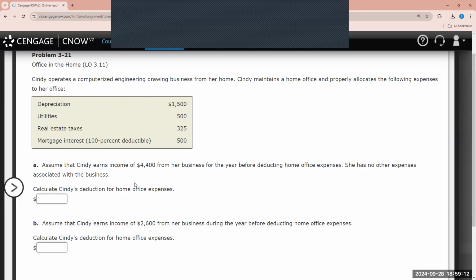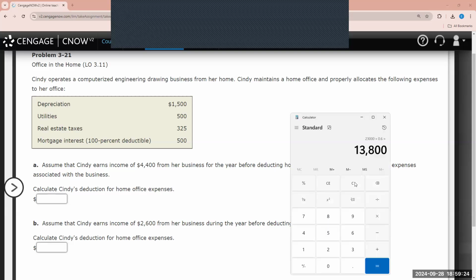So here it says, assume that Cindy earns income of $4,400 from her business for the year before deducting home office expenses. She has no other expenses associated with the business. So here we see depreciation of $1,500, utilities of $500, real estate taxes of $325, mortgage interest of $500, for a total of $2,825. So in this example, there's total home office expenses of $2,825, and she earns income of $4,400.